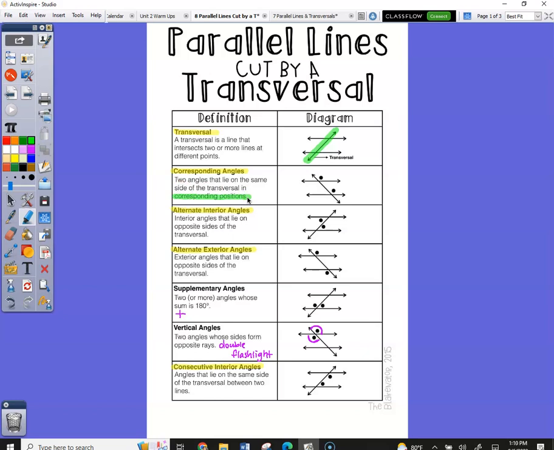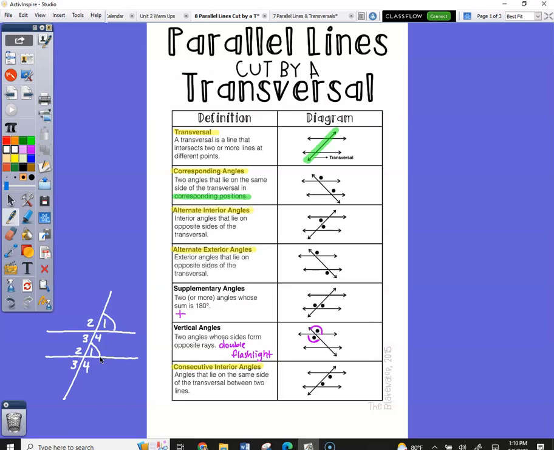If you look at this example right here, I want you to focus your attention on the four quadrants formed by having two lines cut by a transversal. You have quadrants 1, 2, 3, 4. 1, 2, 3, 4. Do you see that? Notice where the ones are. Top right, top right. So those are called corresponding angles.